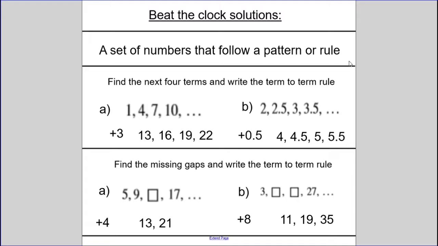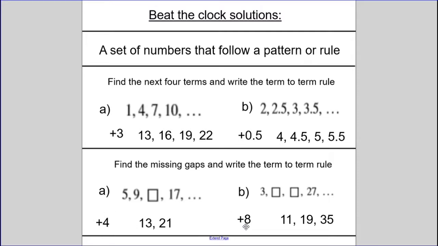Here are the solutions. Make sure that you've self-assessed your work. Okay, so for the first question, if you got this correct, then you have mastered C1. A sequence is a set of numbers that follow a pattern or a rule. For the next question, you were asked to find the next four terms. So in both questions, make sure that you have found your four terms. Then you were asked to also write down the term-to-term rule, and in both cases, it is positive. So if you got these correct, then you have mastered an F1 and an F2 type of question.